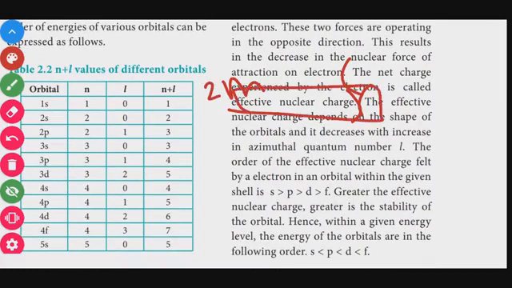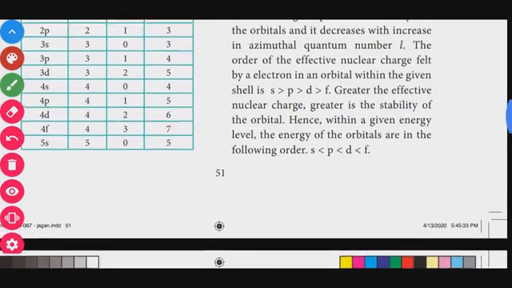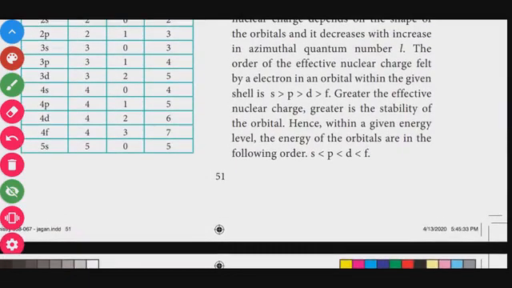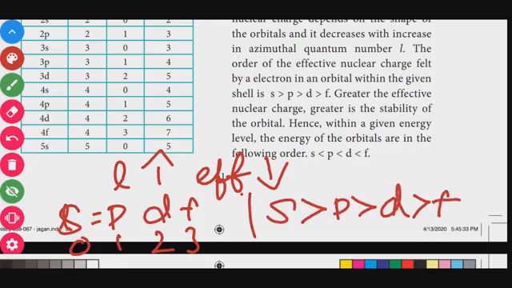The effective nuclear charge depends on the shape of the orbitals and it decreases with the increase in azimuthal quantum number. If the l value increases, the effective nuclear charge will decrease. How to find the order of effective nuclear charge held by the electron in an orbital is in the third lesson; I will upload a video. For s, p, d, f the l values are 0, 1, 2, 3, so the lower the l value, the more the effective nuclear charge. The effective nuclear charge order will be s, p, d, f.